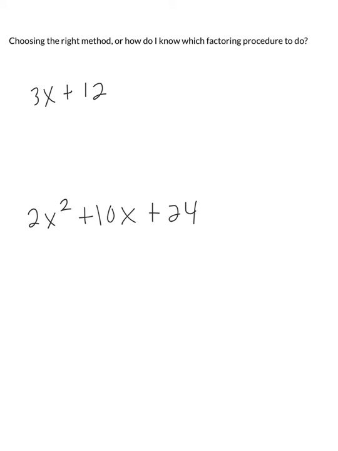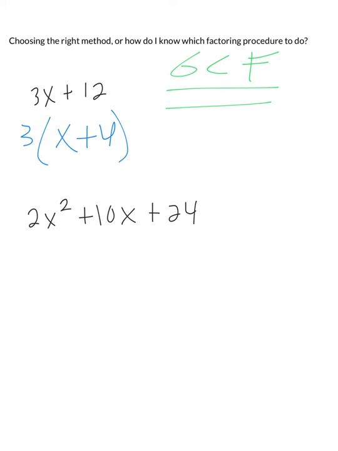So lastly, we have choosing the right method, or how do I know which factoring procedure to do? So we're looking here, 3x plus 12. We have two terms. Not 3, we have 2, and it's a plus sign. So the only factoring that we've done that has had two terms has been the difference between two squares. Well, this isn't a difference, and it's not two perfect squares. But the key that we have talked about is look for your GCF first. Is there a GCF with 3x and 12? Yes. So go ahead and take out that 3, and you're done. This is done. Don't try to do anything more.